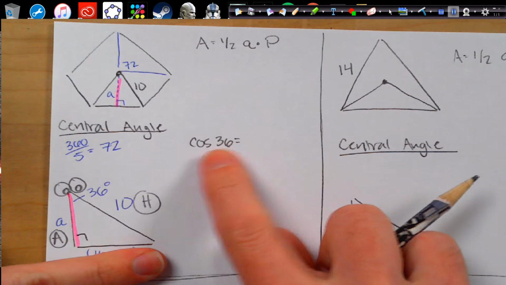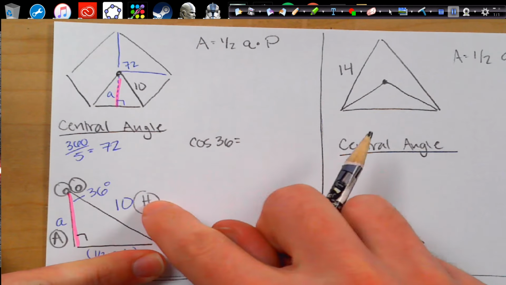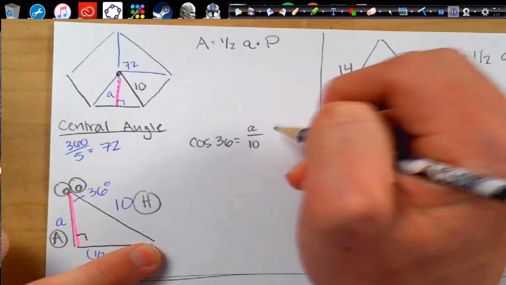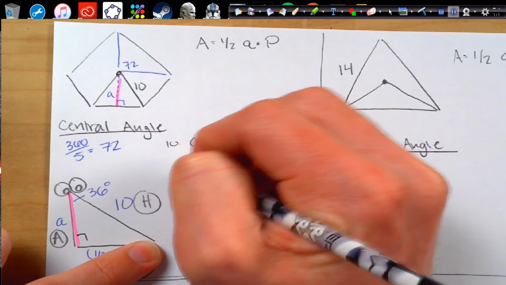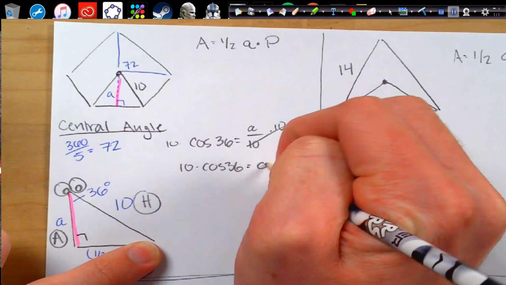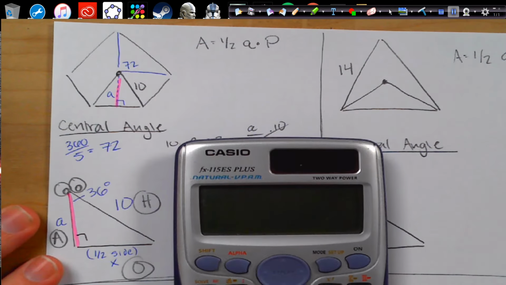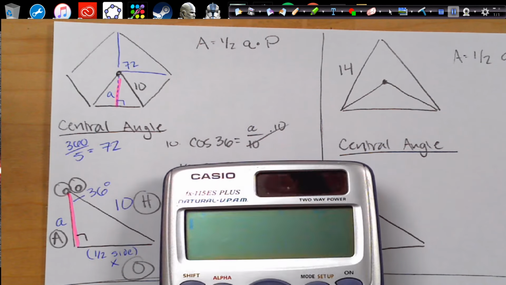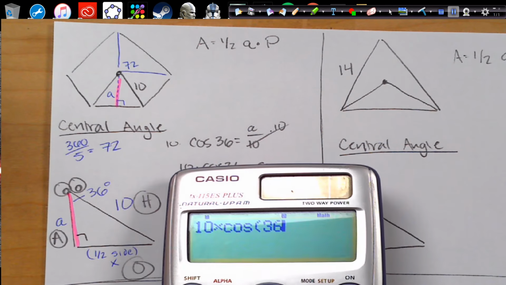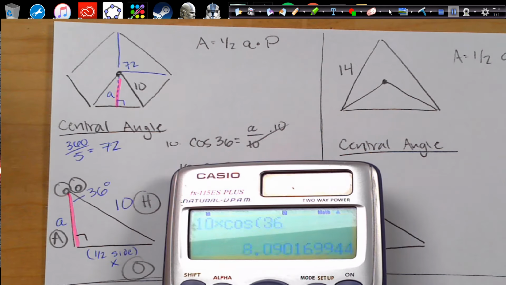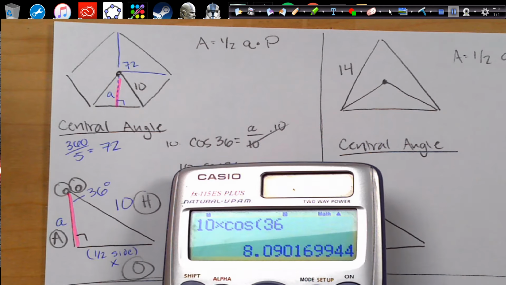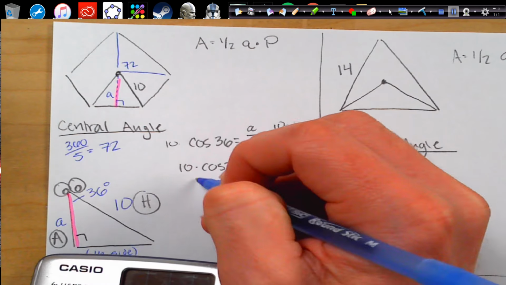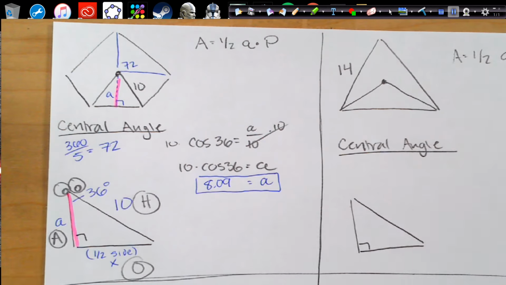So we're finding the cosine of 36, which is going to be adjacent over hypotenuse, so that's our apothem over 10. We're going to multiply the 10 out of the denominator. So 10 times the cosine of 36 will equal our apothem. We're going to grab our calculator, and we're going to do 10 times the cosine of 36, and we're going to get 8.09. So the apothem equals 8.09, and we're going to keep that right there.